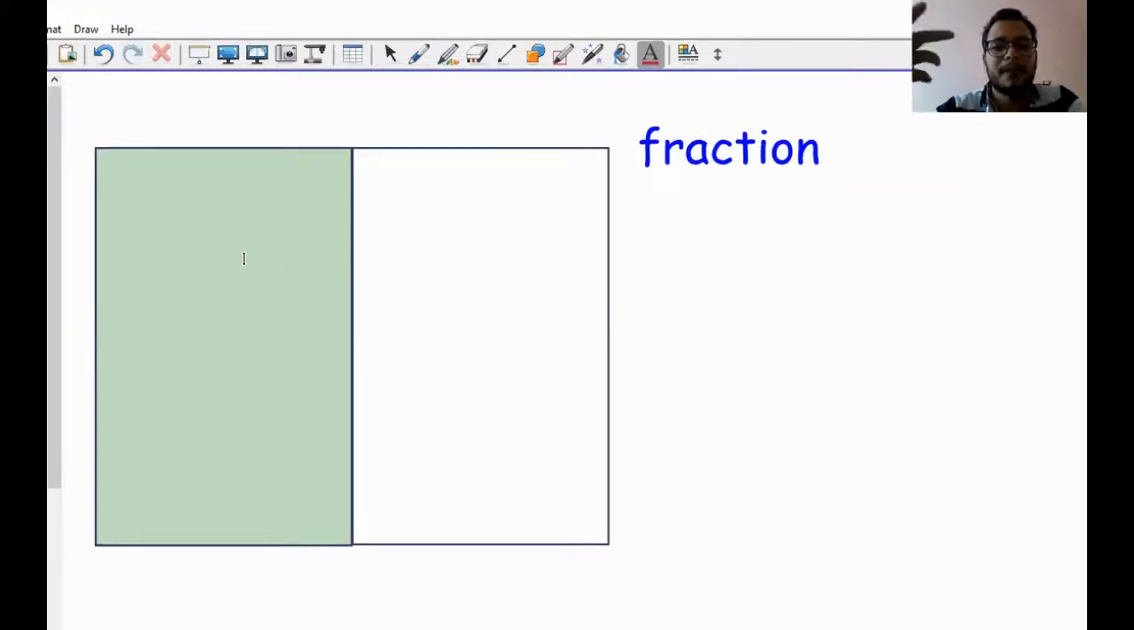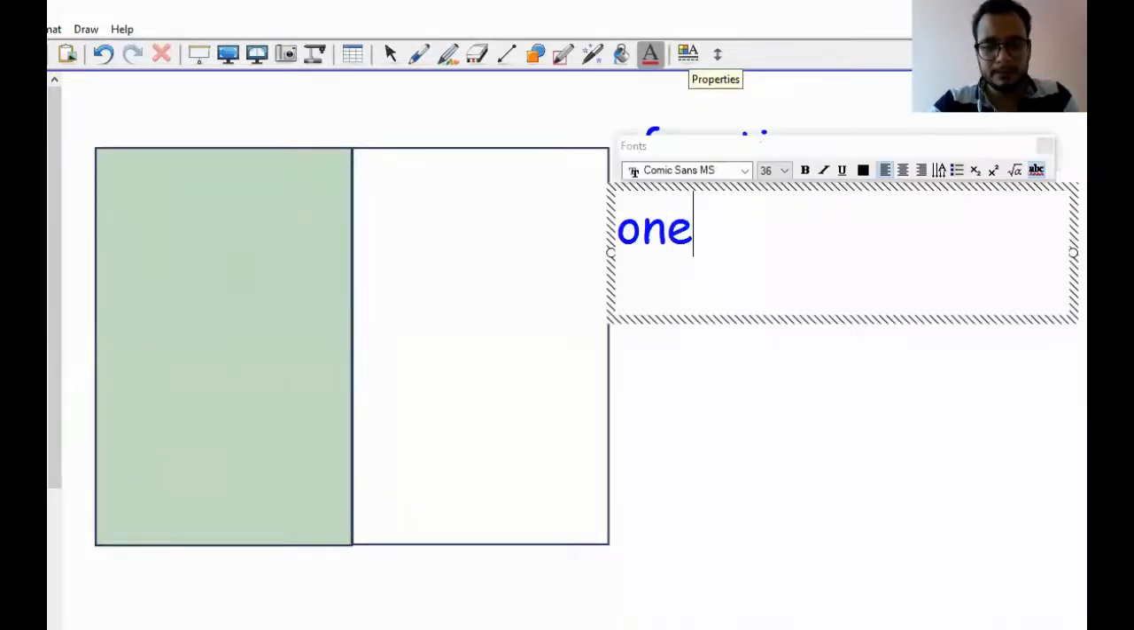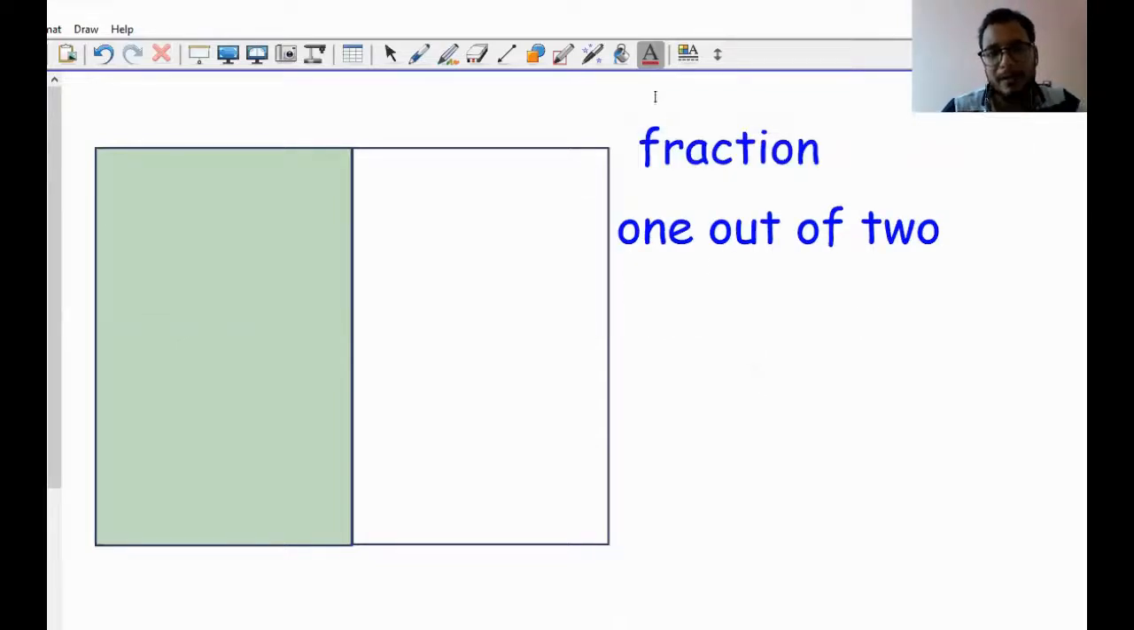But what fraction exactly? So in unit 6 we learned how to recognize fractions. So how many equal parts do I see here? I see two equal parts, and one of them is colored. So I can write this sentence: 1 out of 2.